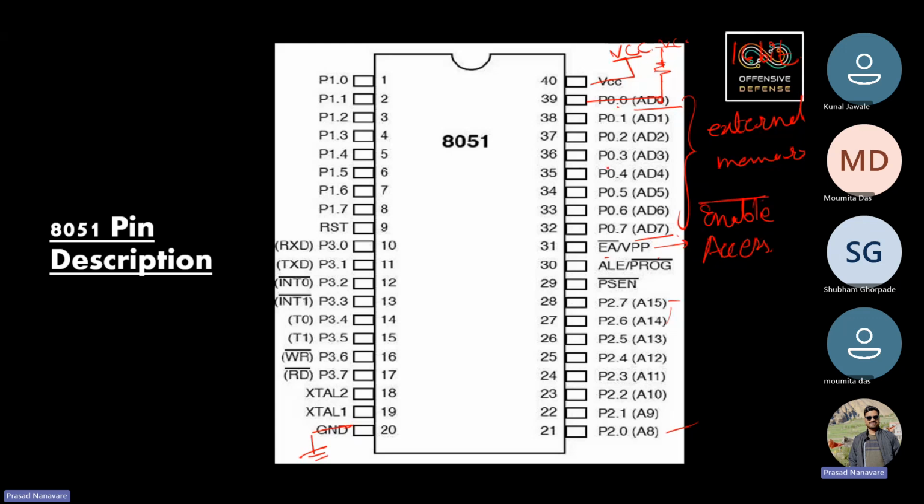So when EA is grounded, we are using internal memory. When EA is connected to VCC, we are telling our microcontroller to access the external memory. Okay, then ALE, which is address latch enable. Okay, ALE is enable latch.